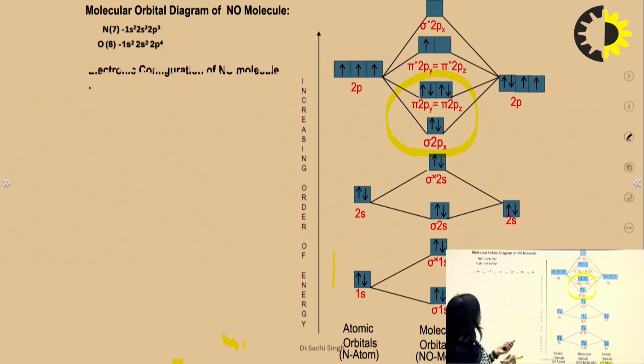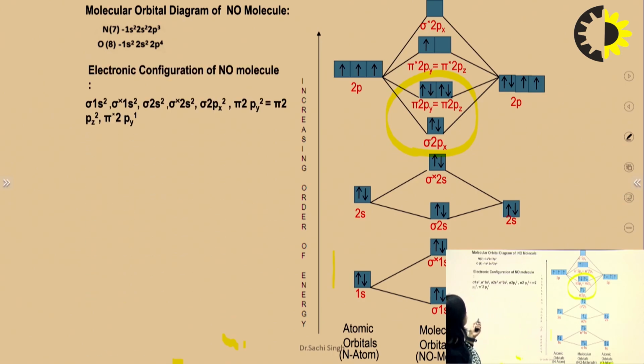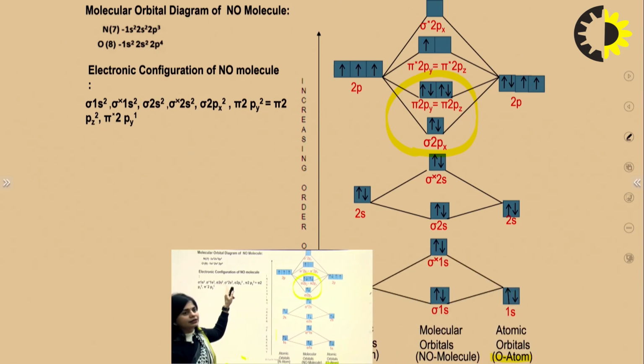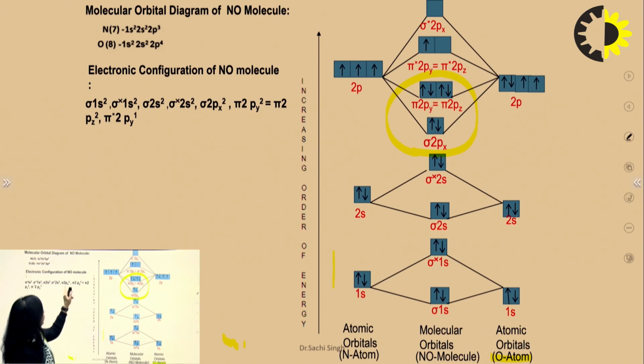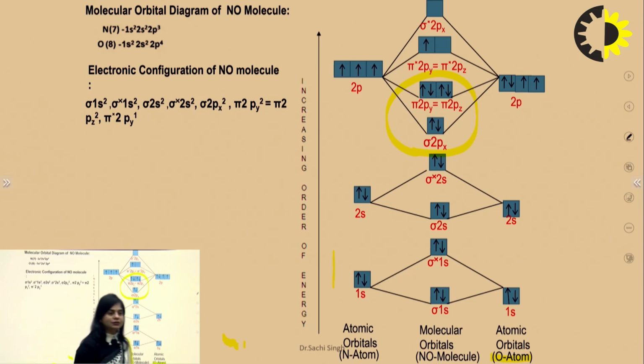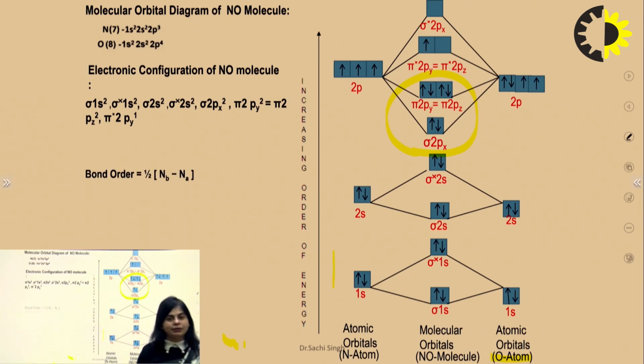Now the configuration, again I can explain that same configuration. Sigma 1s has 2 electrons, this one is bonding, this one is anti-bonding, and then again sigma 2s, sigma 2px, pi 2py, pi 2pz, and then pi star 2py has the single electron. Okay, so this is the molecular orbital diagram.